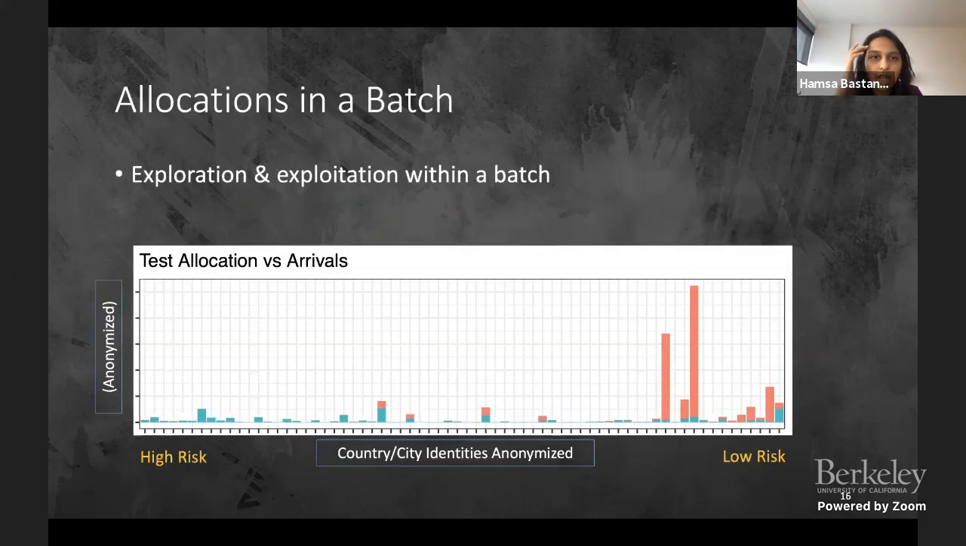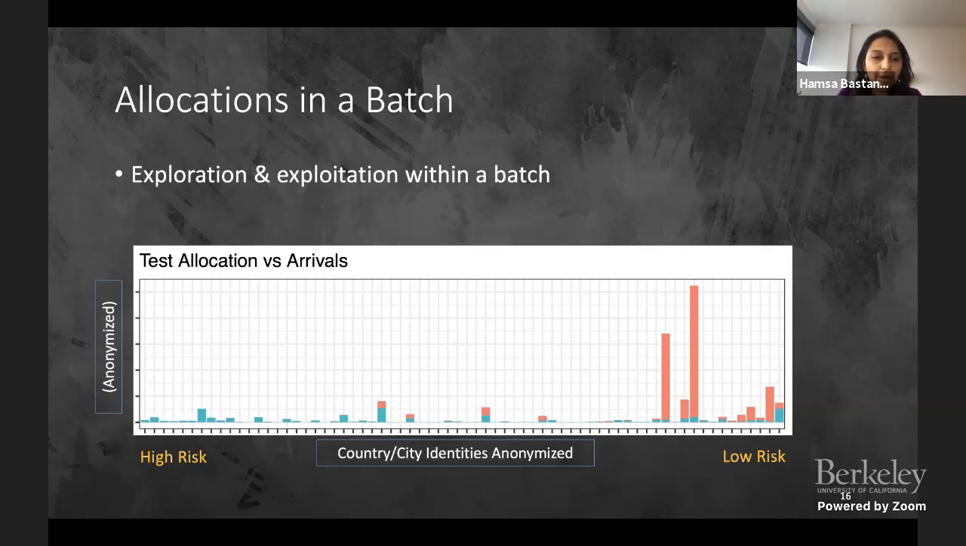So let's look at this on actual data. So again, this is actual allocations and arrivals data from our system for a given day, so within one batch. So let me just explain this plot a little bit. On the x-axis, we have the different arms. So again, arms are locations, so they might be country or city identities.